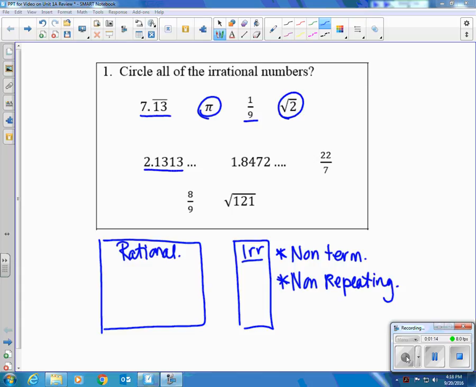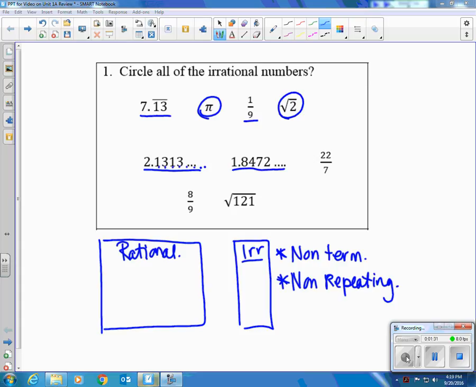This one here has a repeating decimal. It's 1, 3, 1, 3. We're going to continue that same pattern of 1, 3, 1, 3. Even though it doesn't have the repeating bar, it does repeat. So therefore, it's a rational number. Remember, rational repeating.